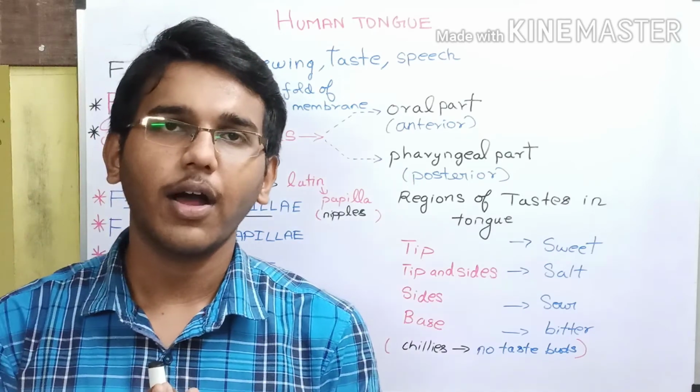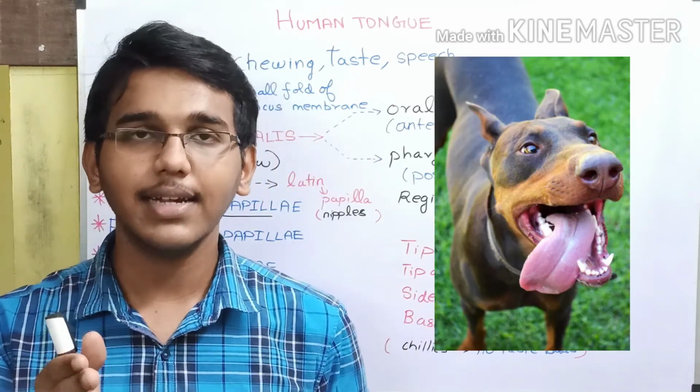And finally, an important piece of info is that dogs have their sweat glands in their tongue.